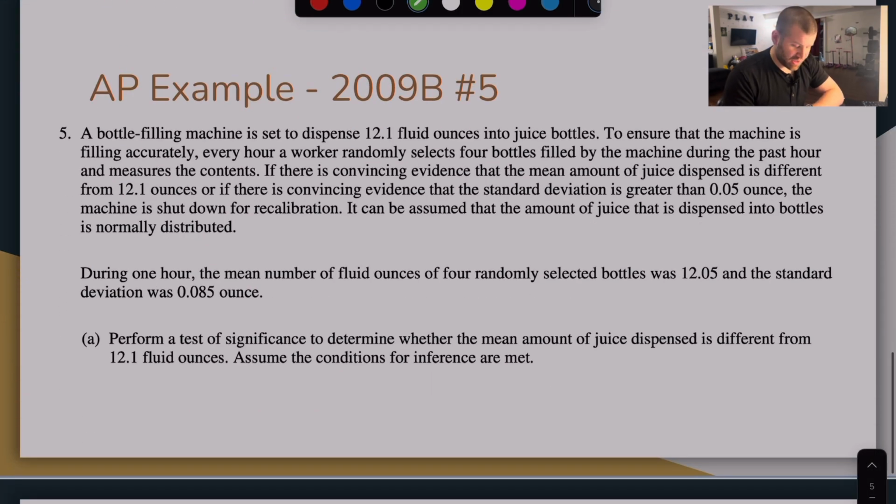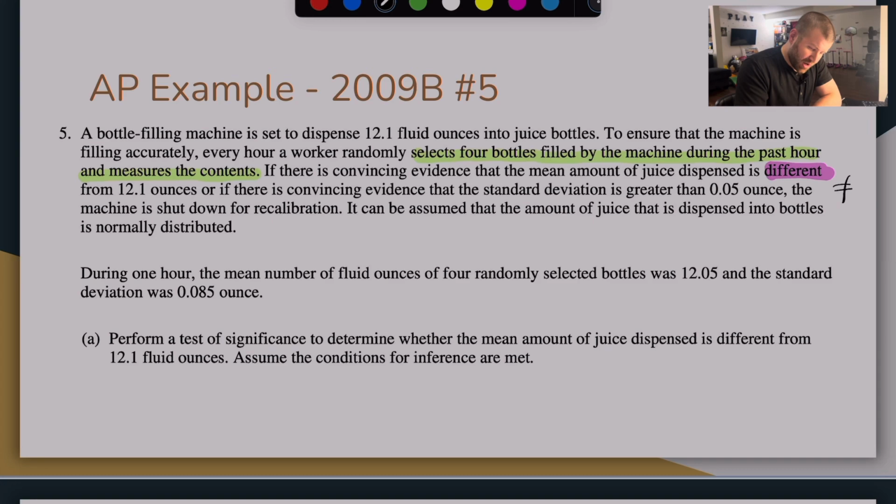So let's take a look at an example here. This question is very long in and of itself because there were multiple parts to this, but we're just going to take a look at part A. We have a bottle filling machine that's set to dispense 12.1 fluid ounces. To make sure it's working accurately, we randomly select 4 bottles during the past hour and measure them. If we get evidence that that mean amount is different, that's the key. Different tells me my alternative hypothesis is going to be a not equal to.